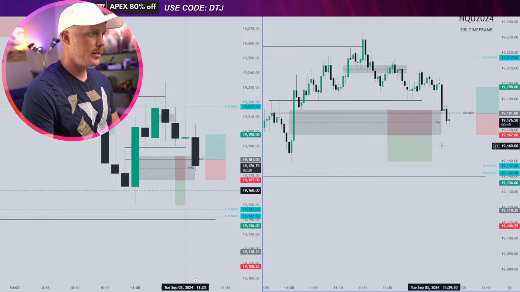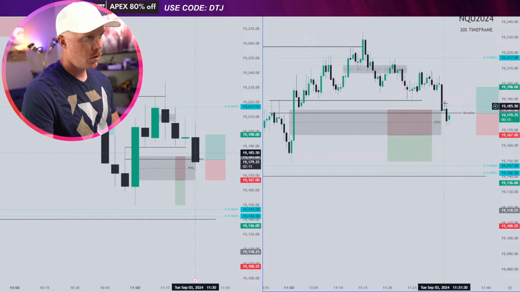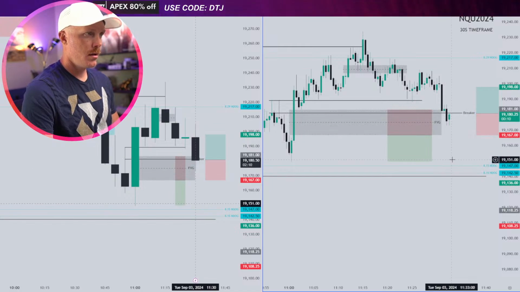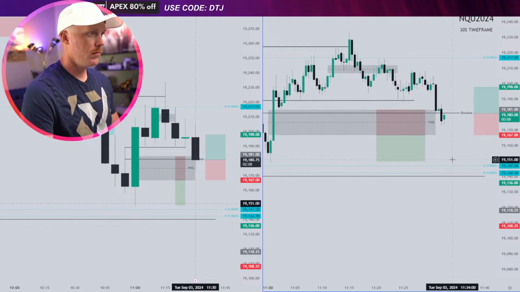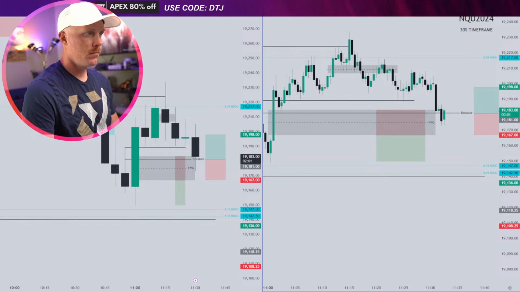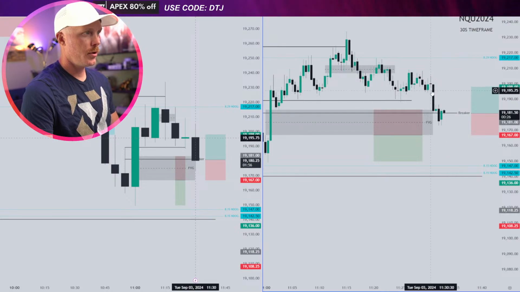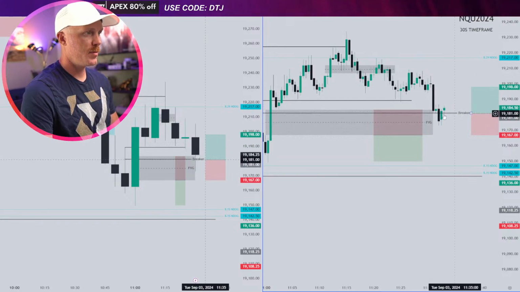And drop down to the 30-second to see if we get a 30-second change in state of delivery. Meaning I want to see if we get a 30-second order block on one of these, or if we're just going to keep moving lower. Here's a 30-second inversion fair value gap that would be nice to the long side if it gets aggressive off of this breaker and fair value gap.